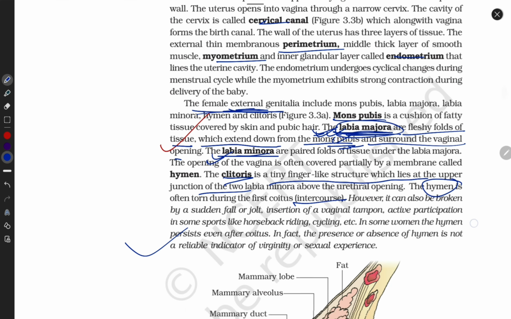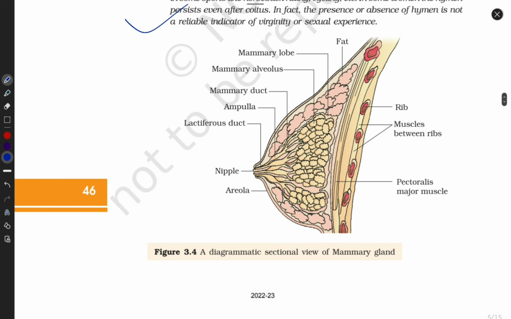Okay, this is not much important. Okay, this is the mammary gland. Look at here, these fatty tissue, breast size will increase if fat deposition is very high.